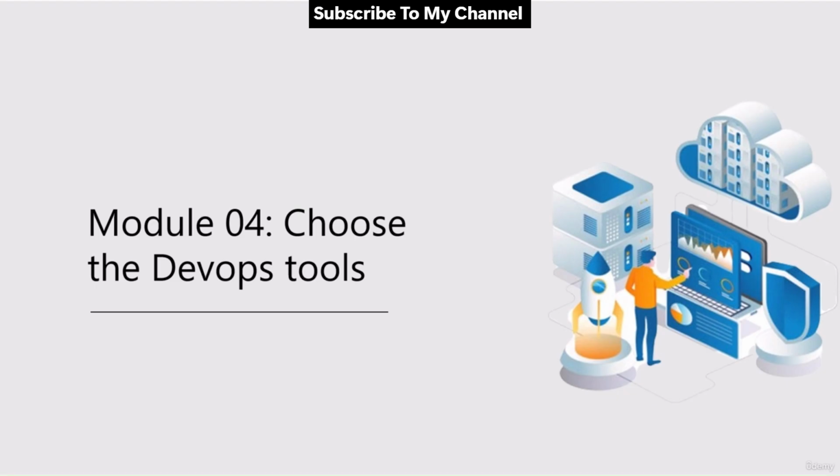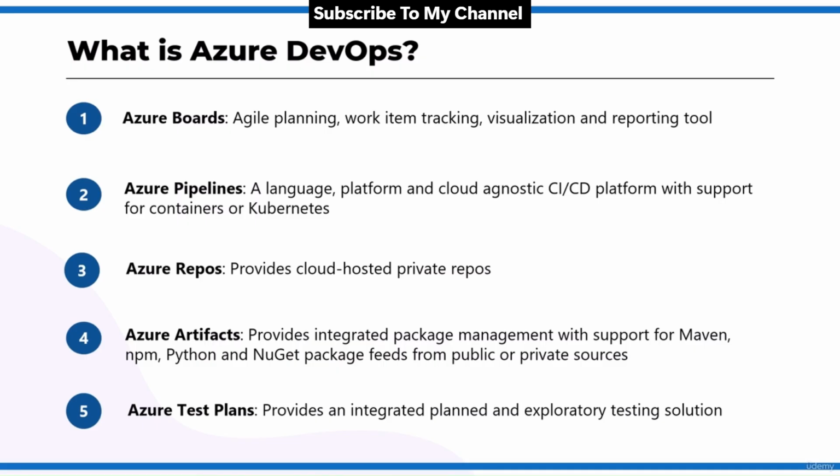Now, as we are talking about tools, let's choose the DevOps tools. So what is Azure DevOps? Up to this point, we already know what DevOps is, but now let's talk about Azure DevOps. Technically, Azure DevOps is a software as a service platform from Microsoft that provides an end-to-end DevOps toolchain for developing and deploying software. As you can see on screen, Azure DevOps is a suite of these 5 different tools: Azure Boards, Azure Pipelines, Azure Repos, Azure Artifacts, and Azure Test Plans. The combination of these 5 things creates what is known as the Azure DevOps Service.